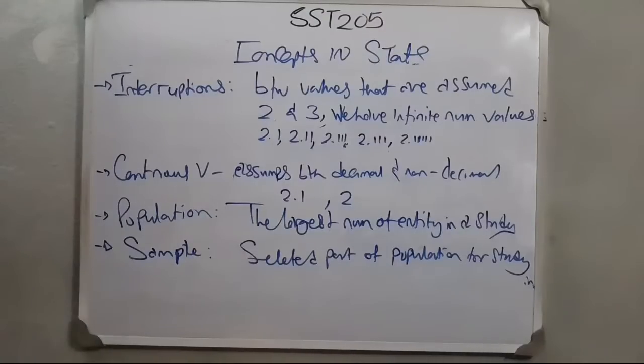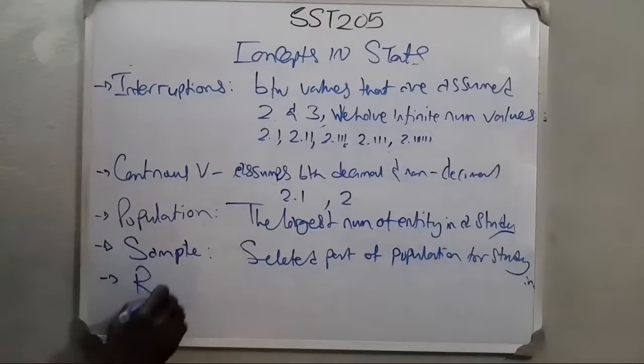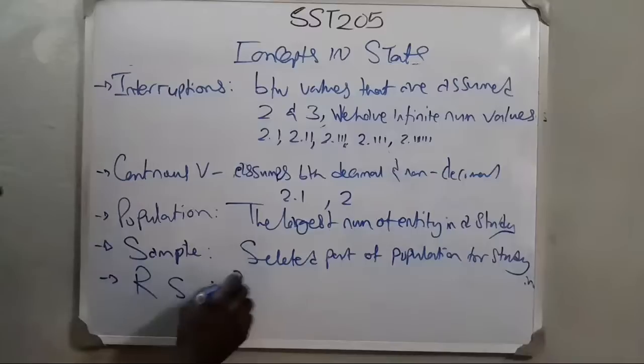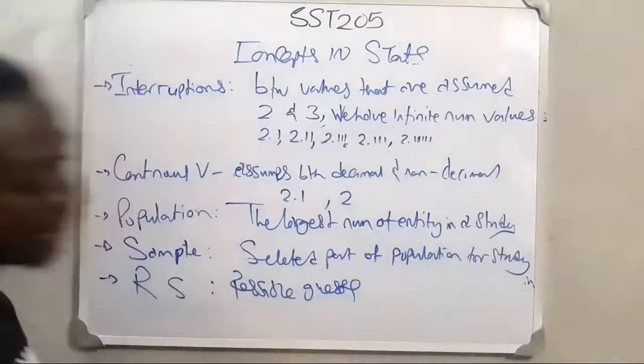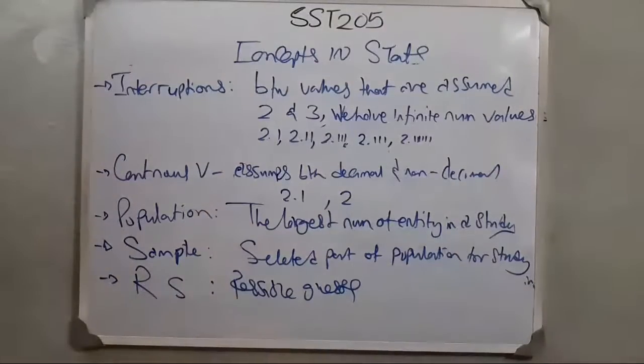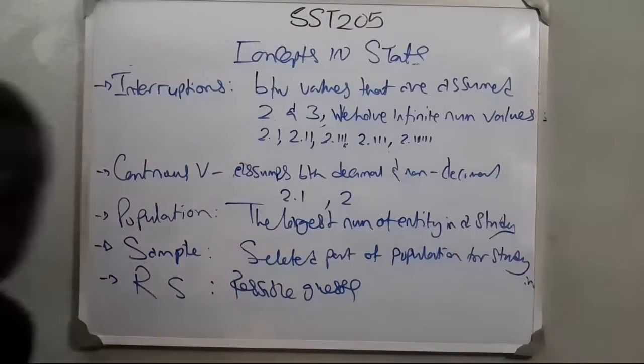Okay, so we have random sample. It's said to be a sample drawn from a population in such a way that the results of its analysis may be used to generalize about the population from which it was drawn. When we say random, we're still talking about probability, possible guesses for the population. So we have that.